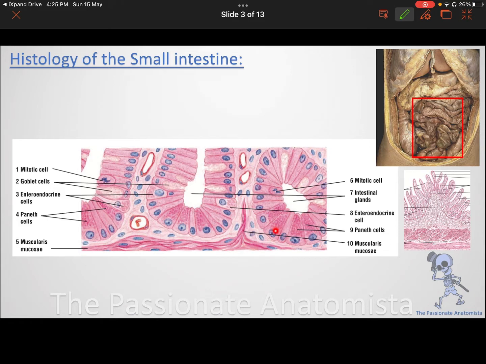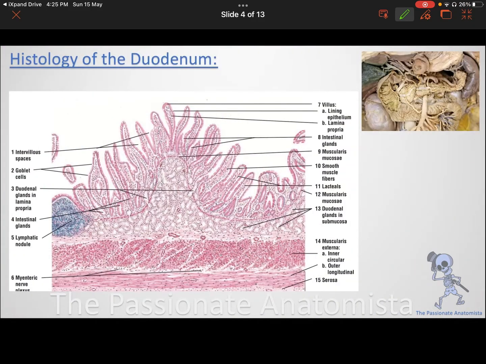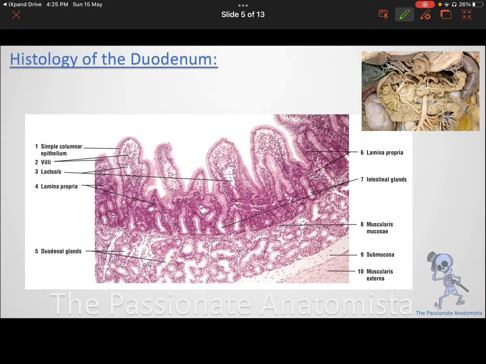And these Paneth cells are there in the small intestine, and they are acidophilic, and they are secreting antimicrobial peptides important for immunity. All right, so here we move on to the next part of the small intestine.